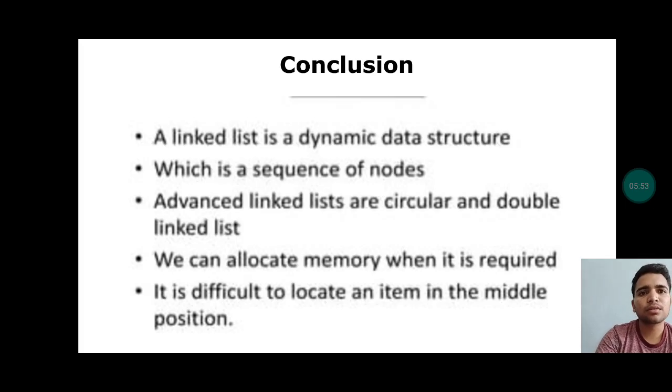And conclusion: a linked list is a dynamic data structure which is a sequence of nodes. Advanced linked lists are circular and doubly linked lists. It is difficult to locate an item in the middle position.